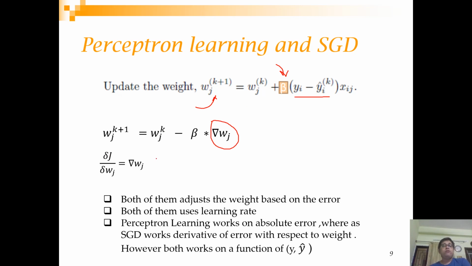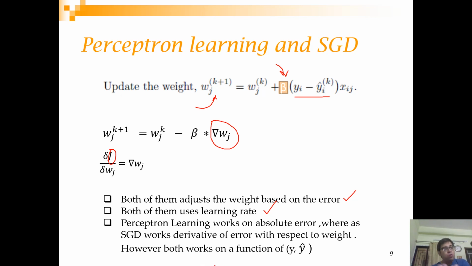Now, if we compare them, we see that both of them adjust the weight based on the error. If you remember, J was also measuring the error in case of your gradient descent. Both of them use a learning rate, so you are using beta in both the cases. Perceptron learning works on absolute error, so this was the absolute error that we are working on, whereas gradient descent or SGD works on the derivative of the error with respect to weight. So you are basically trying to see that if you increase the weight, what is the change in the error? All right.